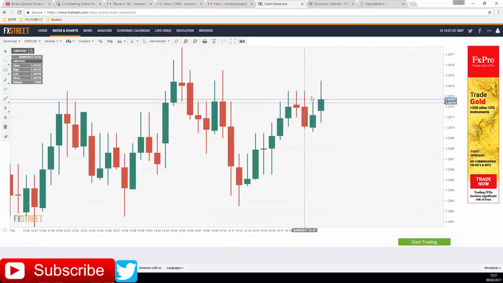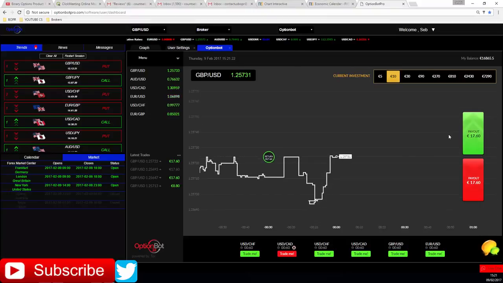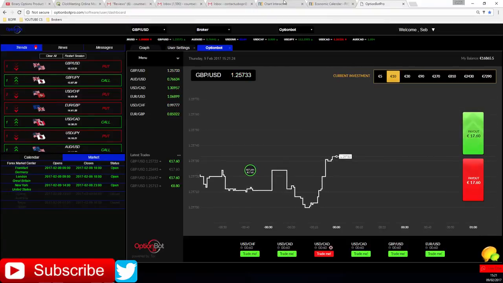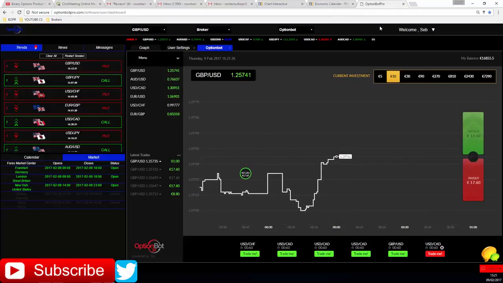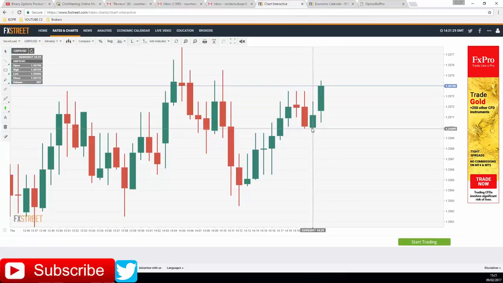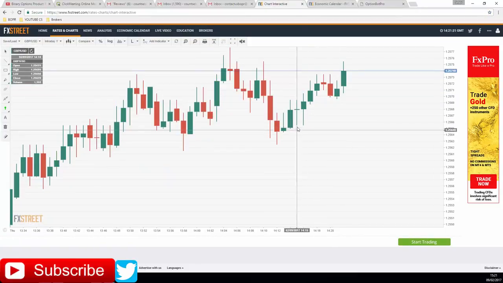Now we're seeing those green candles again. It's still pushing though. Bloody hell. So I'm going to go with another put. I genuinely think that this is a good upwards trend. This is a good upwards trend.